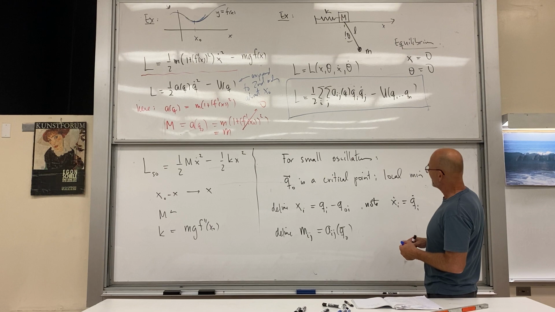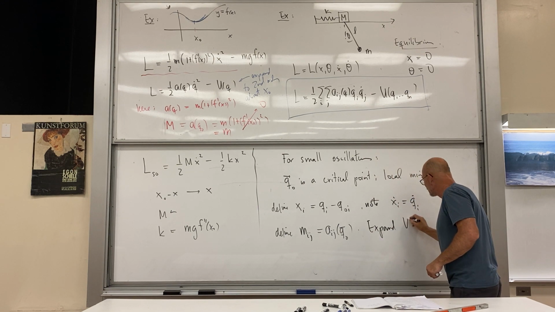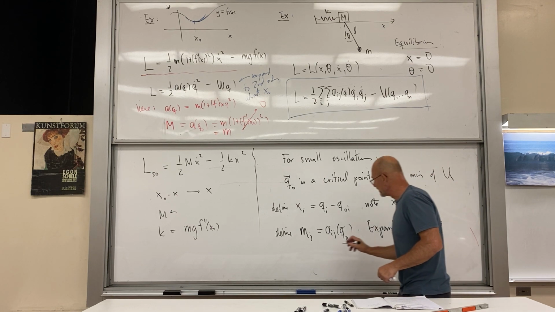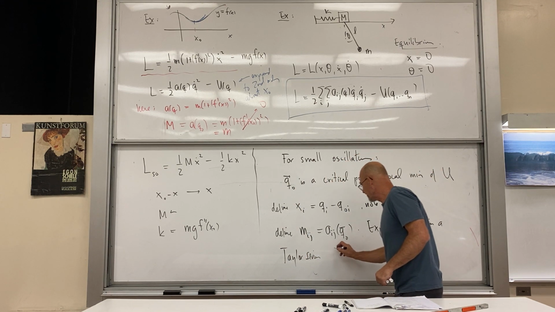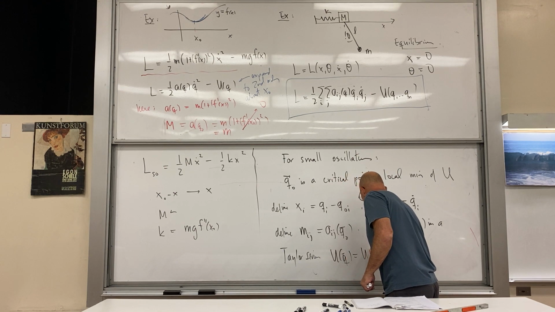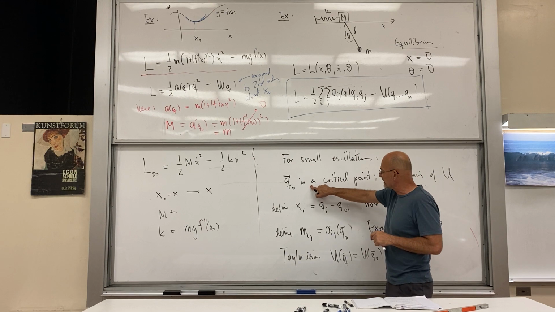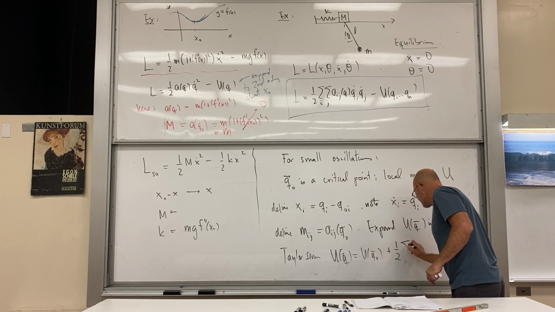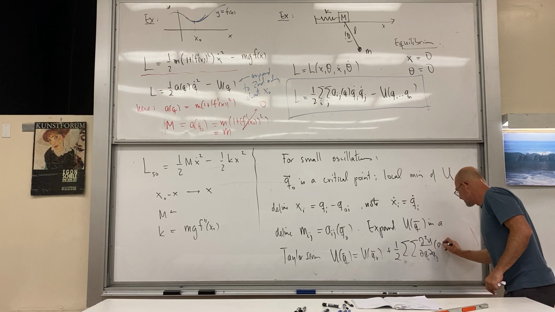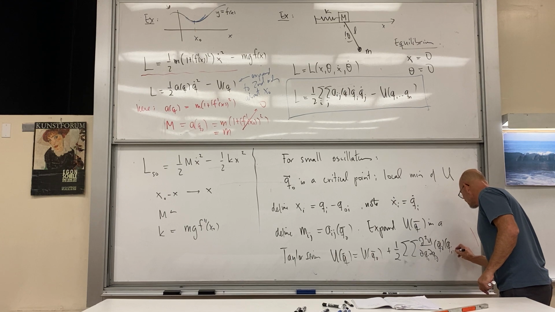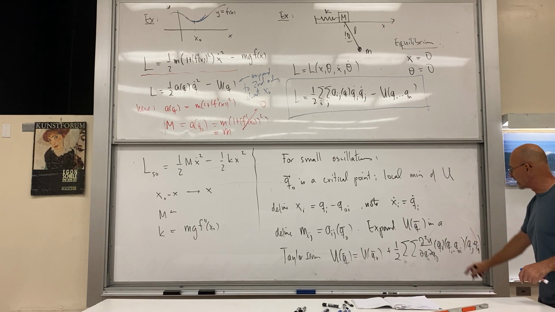And anything else? Expand u of q in a Taylor series. It's going to be u of q equals u of q0. Your first order terms are going to vanish because q0 is a critical point, and your next one is going to be this 1/2 sum of d squared u over dqi dqj of q0 times qi minus q0i times qj minus q0j. You're going to have those quadratic terms right there.